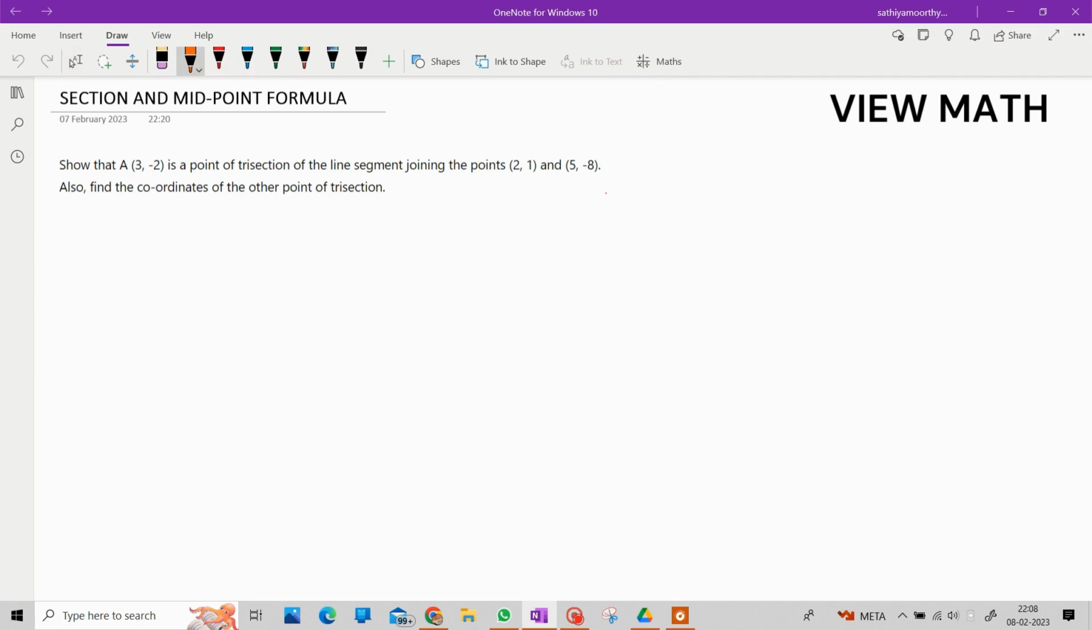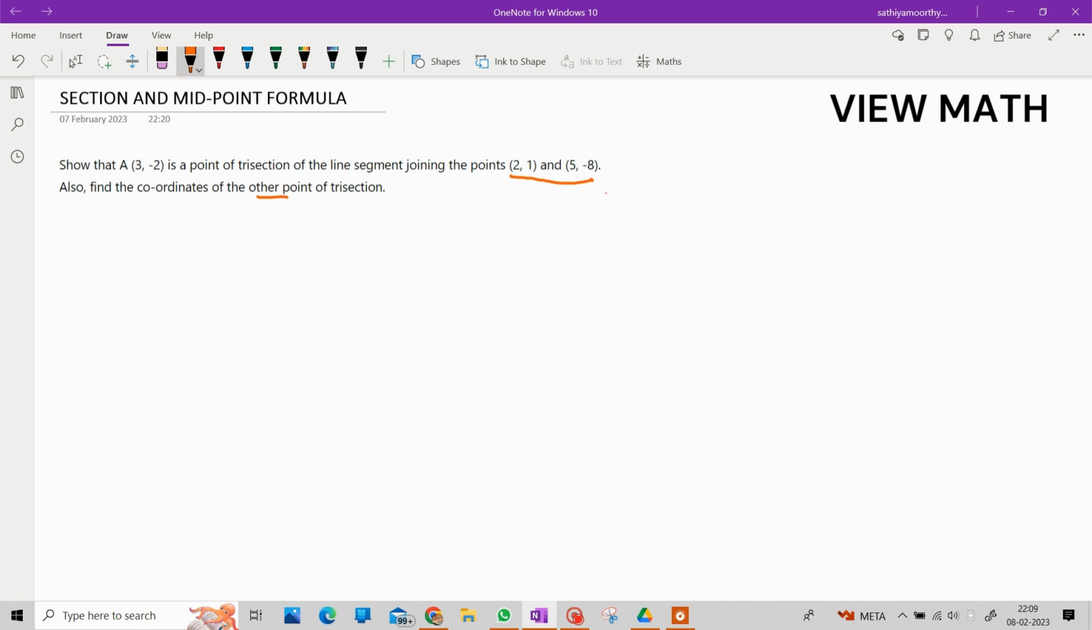Next problem. Show that A (3, -2) is a point of trisection of the line segment joining the points (2, 1) and (5, -8). Also find the coordinates of the other point of trisection. What they have given here is the line segment, with endpoints (2, 1) and (5, -8). Next, the point of trisection has 2 points, and one of them is A (3, -2). They are asking us to show that this is one of the points of trisection, and to find the other point of trisection.